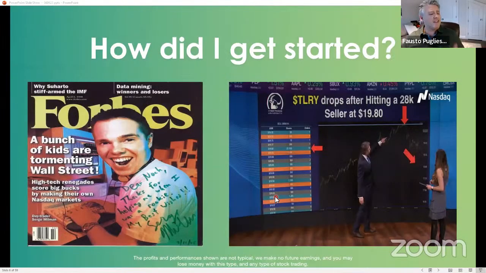So that's how I got started. There's a picture of Forbes, a bunch of kids tormenting Wall Street. I was one of those kids. And the funny part about that photo is those old monitors we used to trade on. But the thing is, a lot of you are trading backwards. You keep going out there and you look at the past, you're not looking at the future. Jeannie, yes. I was one of the prop traders. I was a prop trader, which is basically what I did back in the old days.